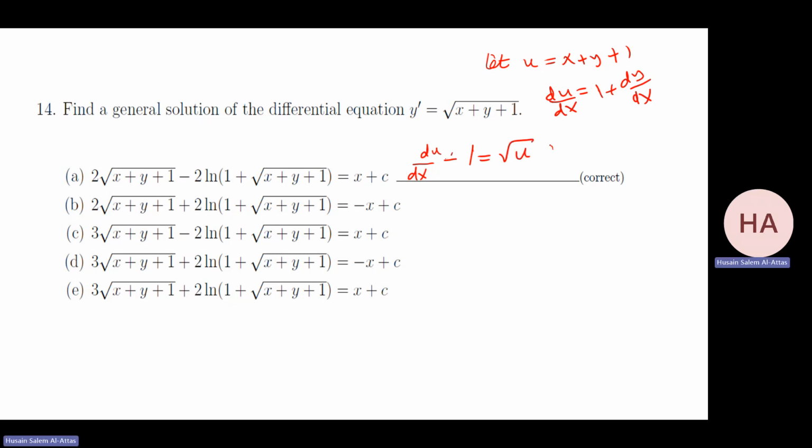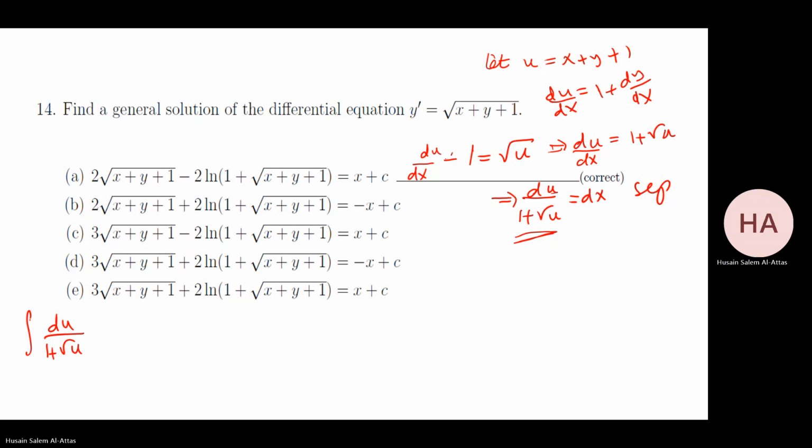Okay. So I have du over dx equals 1 plus square root of u. I have du over 1 plus square root of u equals dx. Now this is separable, but now we need to integrate this. So let me do the integral here: du over 1 plus square root of u.